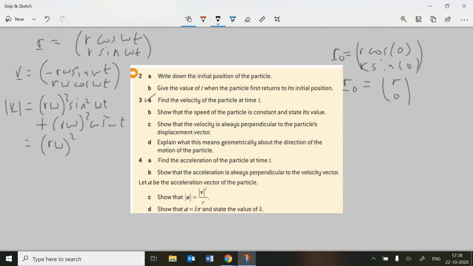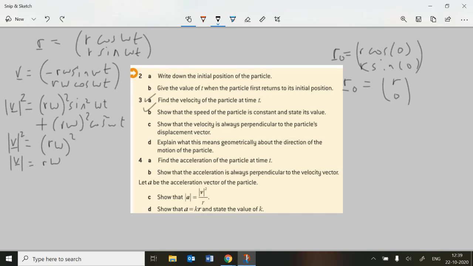And I've forgotten something here because I did not square root things. So that's the speed squared, if you like. And then if we want just the speed itself, it just gives us r omega. Okay, so that's good. And we've shown that it's constant and stated its value. It's constant because these two things are constant here. These are not functions of t.